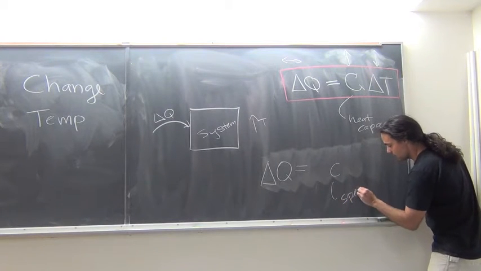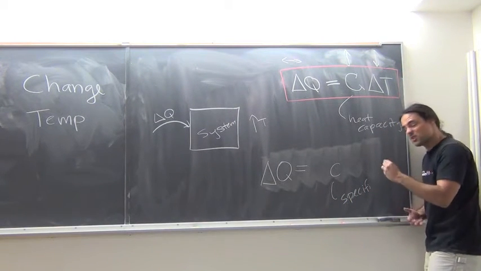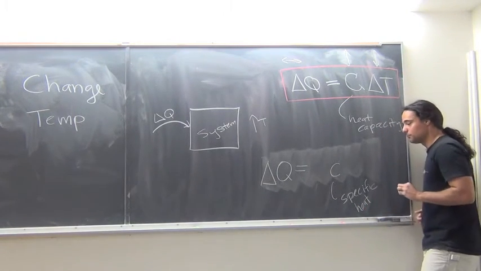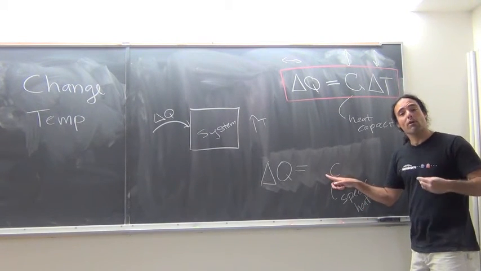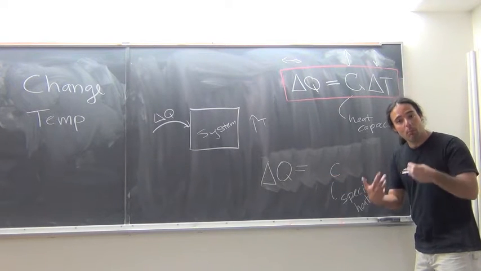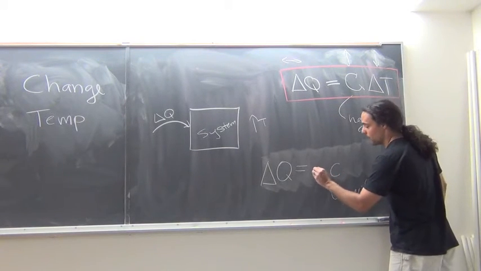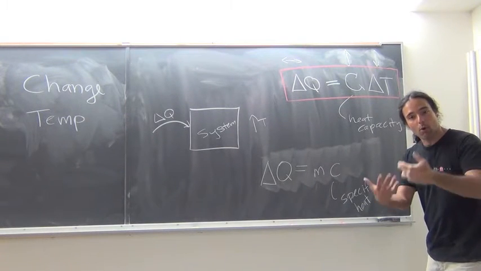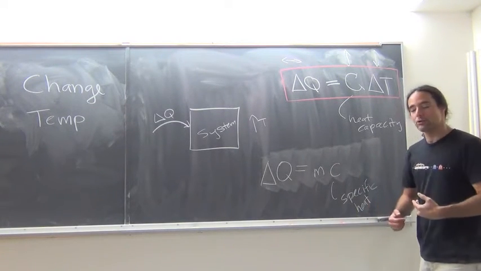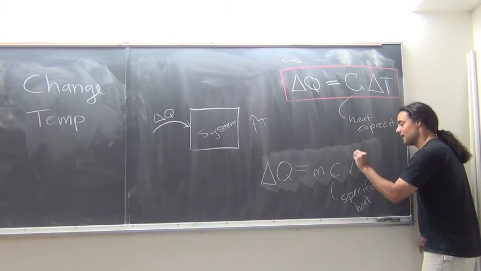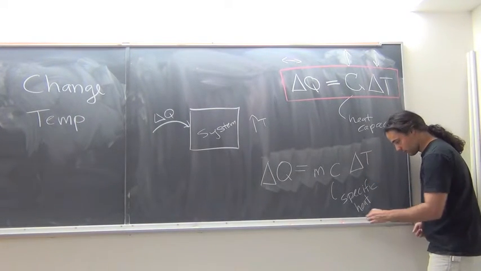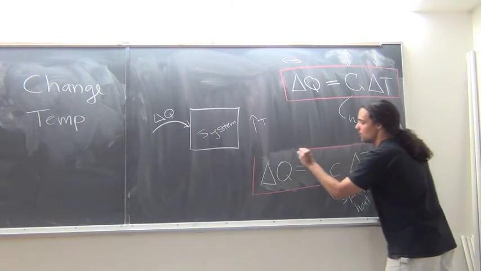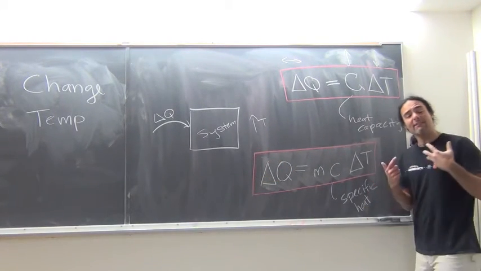Specific heat, because it's specific to a certain material. If I have more of that material, it's going to take more energy to heat it up by a certain amount, so I'm going to put the mass in here. More mass is going to mean more material, therefore it's going to take more energy to heat up. And then again I get my temperature change. So we have these two quantities.